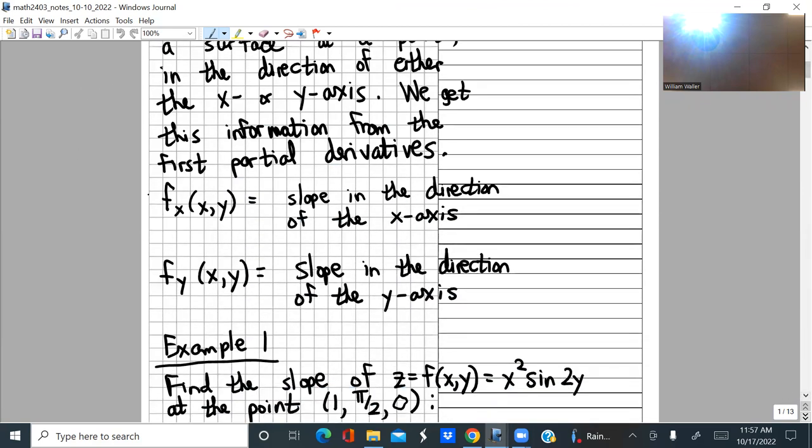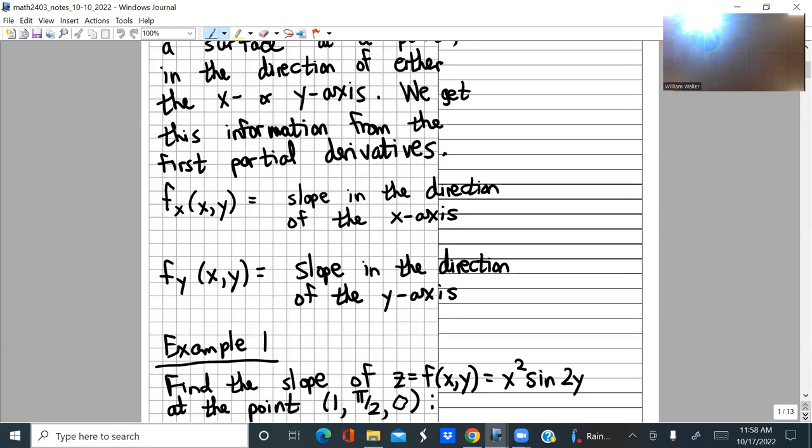So remember, the first partial derivative with respect to x will give you the slope in the direction of the x-axis, right? And the first partial derivative with respect to y will give you the slope in the direction of the y-axis. But suppose you want to find a slope in some arbitrary direction, other than parallel to the x or parallel to the y-axis.